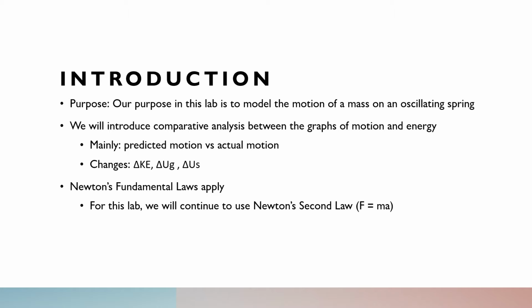We will introduce comparative analysis between the graphs of motion and energy, mainly predicted motion versus actual motion and energy changes, delta E, delta KE, delta UG, and delta US. As always, Newton's fundamental laws apply, and we will continue to use Newton's second law, F equals ma.